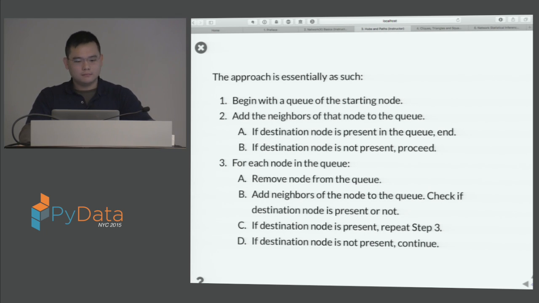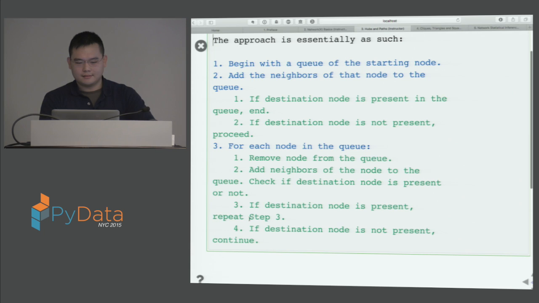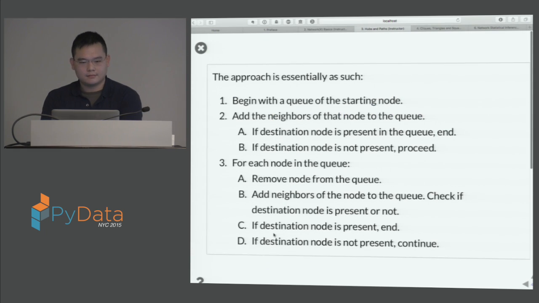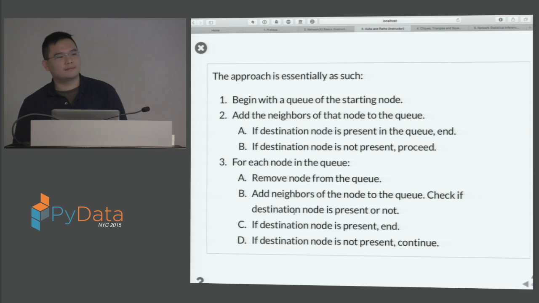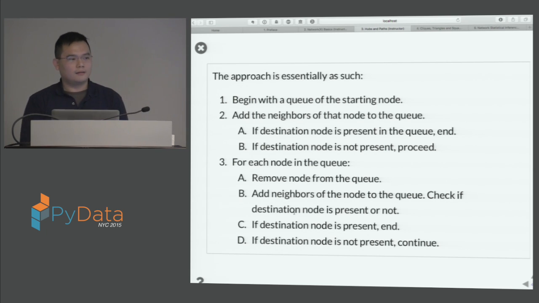Is 3C, like, seems... Oh, yes, that's right, in 2A, and I think 3C would be end as well. Yes, that's right. My apologies. Got the pseudocode wrong. Thanks for the catch.